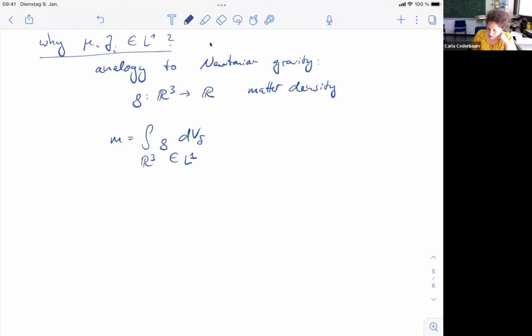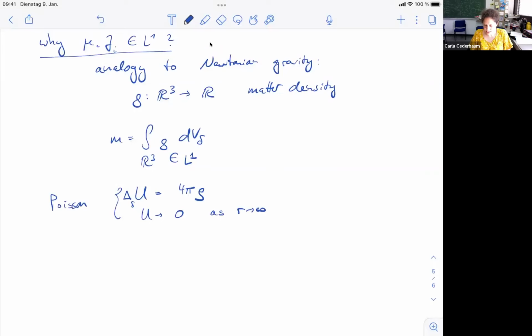Before I move on, let me make one more observation. In Newtonian gravity, we have this partial differential equation that relates the Newtonian potential to the matter density: the Laplacian of u, with respect to the Euclidean metric, is 4 pi times the matter density, and u goes to 0 as r goes to infinity. So this is our Poisson system from Newtonian gravity.